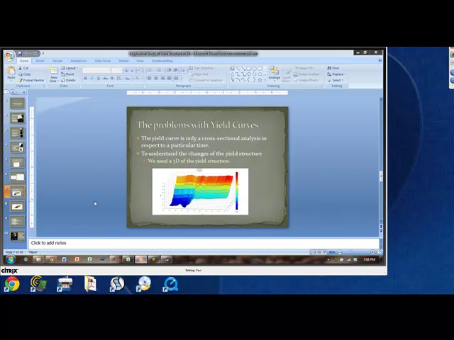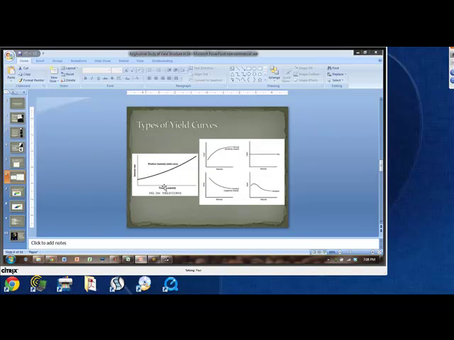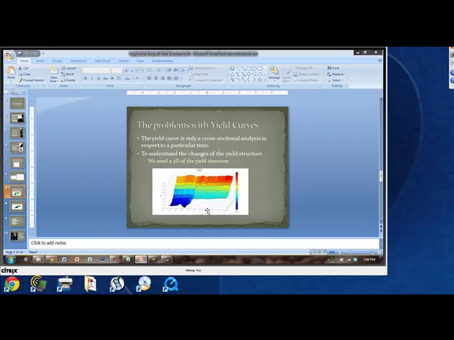Now, the problems with yield curves. The yield curve is only a cross-sectional analysis in respect to a particular time frame. So going back to this example, this is only showing the different maturities and its interest rate at a specific point in time. That's what is considered a cross-sectional study. But the longitudinal study is throughout many different times.